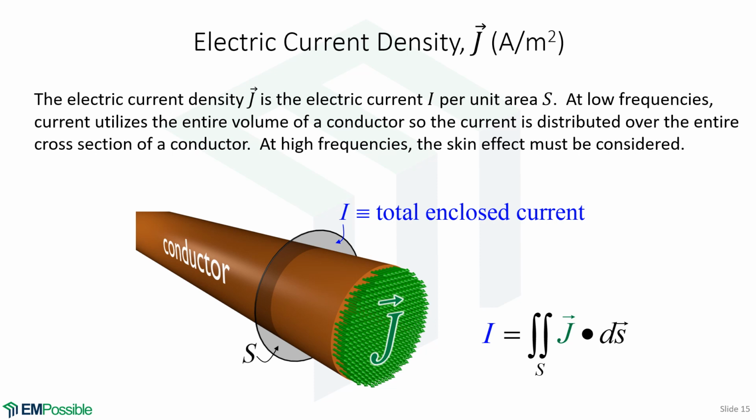And so if we add it all up through an integration, if we integrate over the cross section of that conductor, so we're integrating our electric current density, we would get the total current. And this total current is what we use in circuit theory.